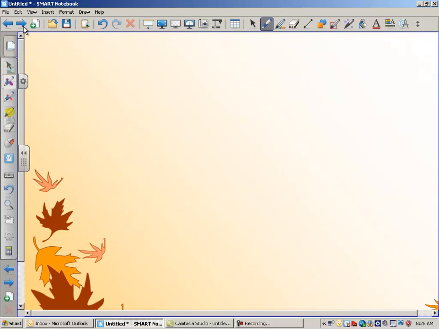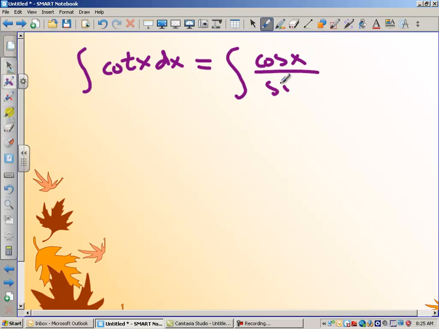Alright, so let's take a look at another example. What about the integral of cotangent of x? Well, we can rewrite this as the integral of cosine x over sine x, because that's what cotangent is equal to. And here I've got a fraction, so anytime you see a fraction, you might want to see if it's a natural log integral, because this is going to be one of your preferred integration techniques, because it's not that hard.